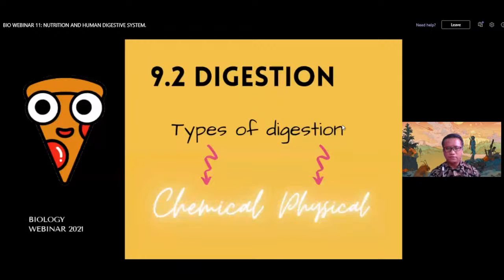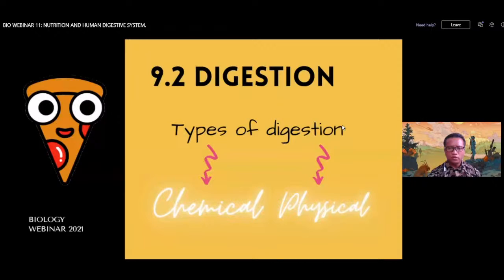The next one is the chemical digestion. The word chemical itself will give you the clue that it will involve enzymes. This is also where the food is decomposed into molecule level, into simple molecules. So that is the basic thing we will learn, from the physical food into the simpler molecule.